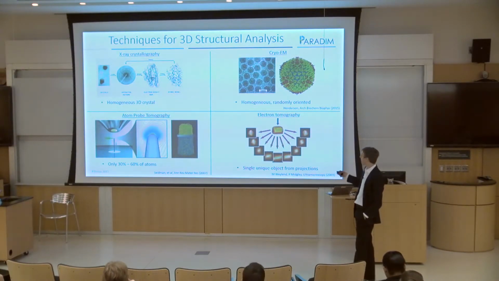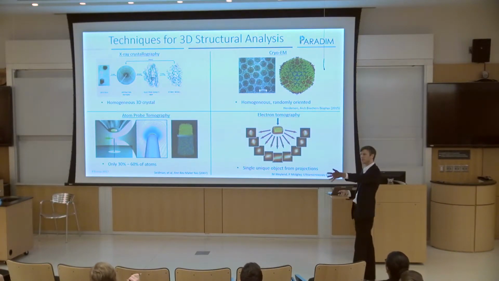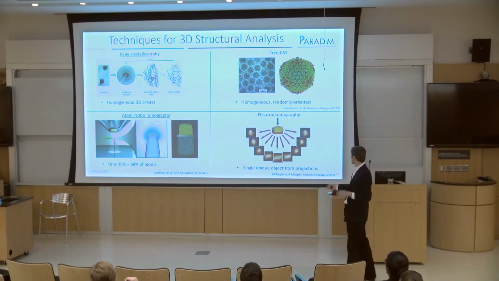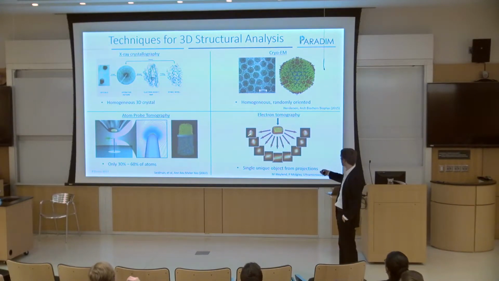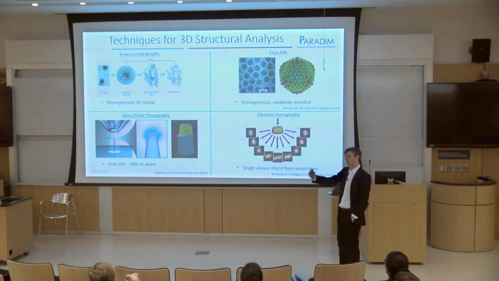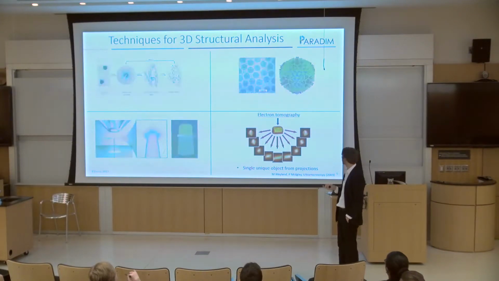And then electron tomography, this is where you have an object in your microscope, and in order to get three-dimensional information, you take an image of that object at many different orientations, okay? And this is one single unique object. You take images of that exact same object at many different orientations, and each projection gives you a little bit more information about that object. And this is what we're going to be talking about today.